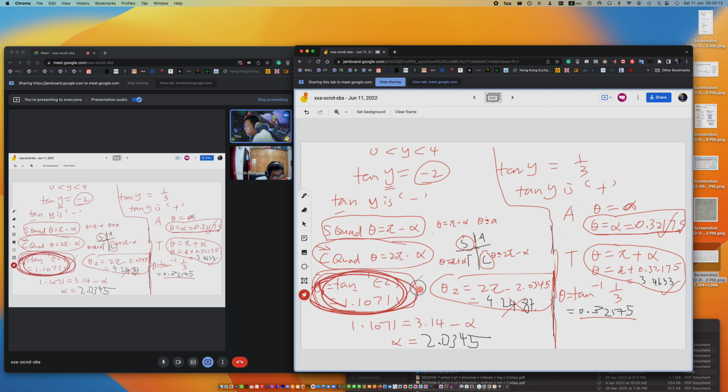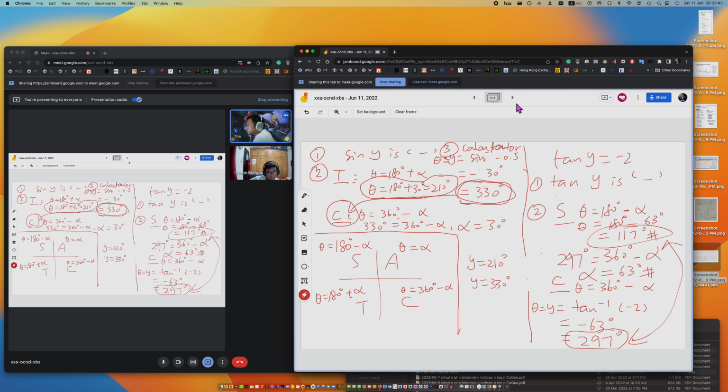And then you assume this 1.1071 is the alpha. No. 1.1071 is the theta. So if it's the theta, then you should take 3.14 minus this to get the alpha. So a lot of students confuse the theta and the alpha. Therefore, in order not to confuse, you better follow my procedure.